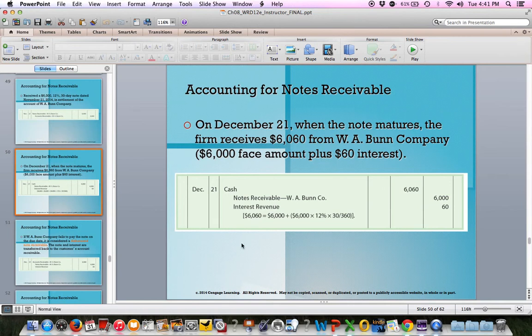Okay, so the principal was 6,000. The interest rate's 12% times time. And when it comes to interest, we go with the 360-day year. So it was a 30-day note that was outstanding for 360 days. Okay, so principal times interest times time. The component is 30 over 360. That gives me $60 worth of interest. Okay, so PIT, principal times interest times time.